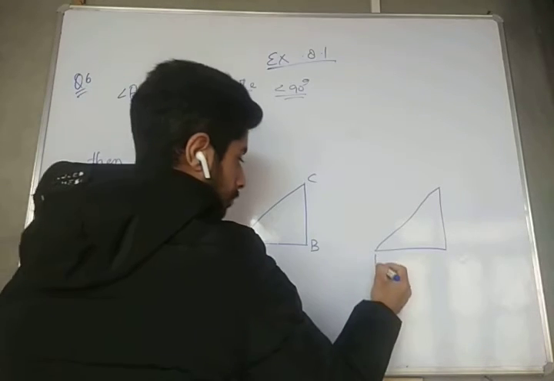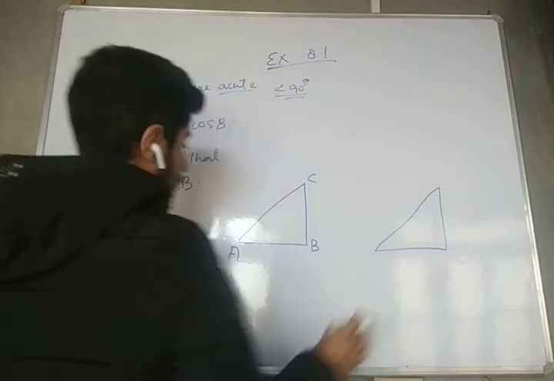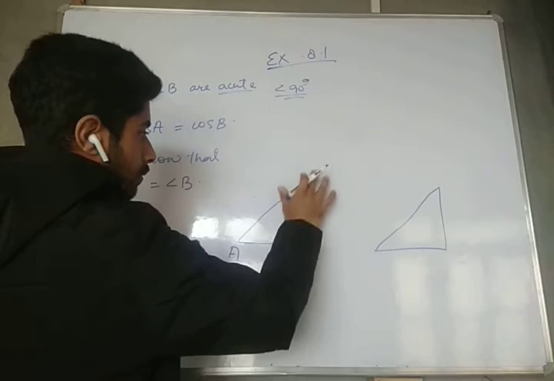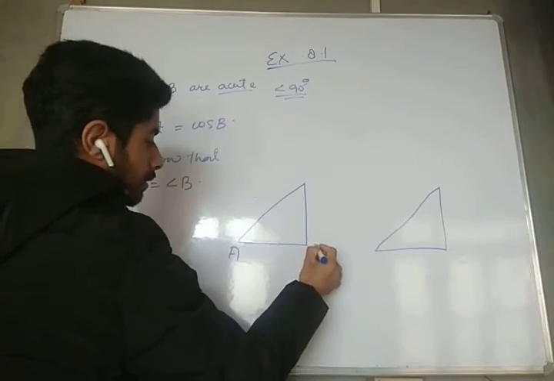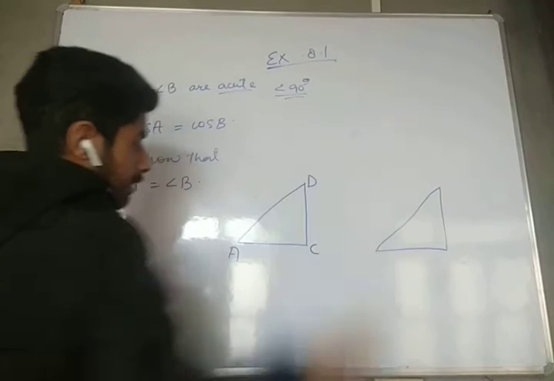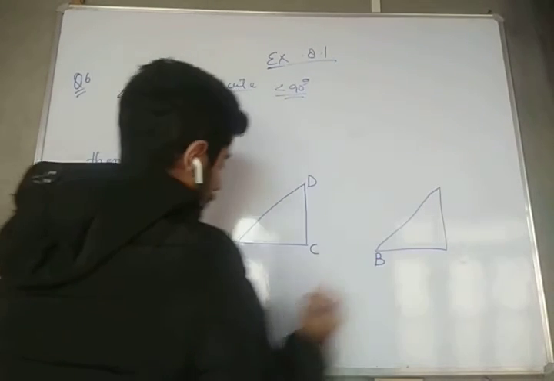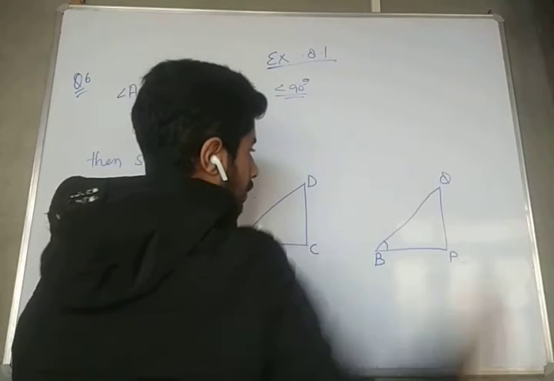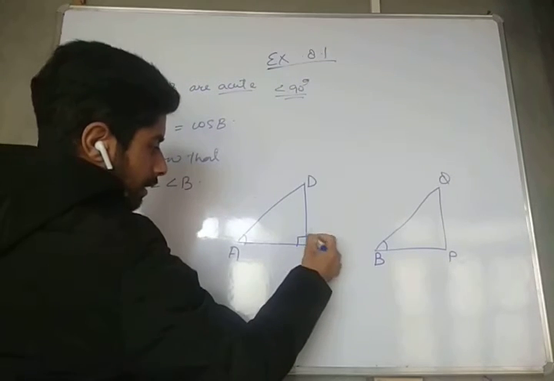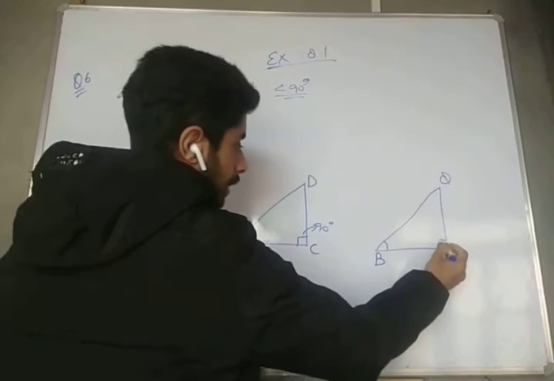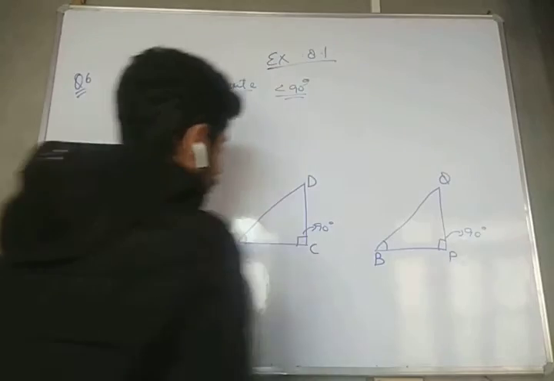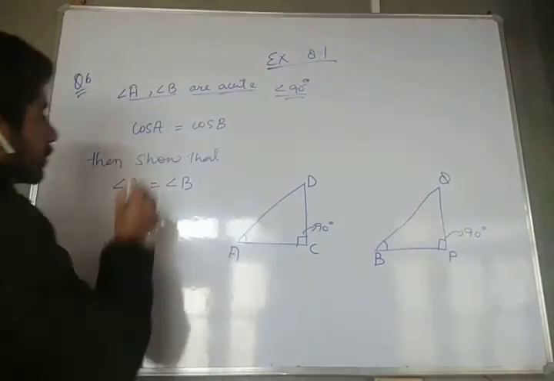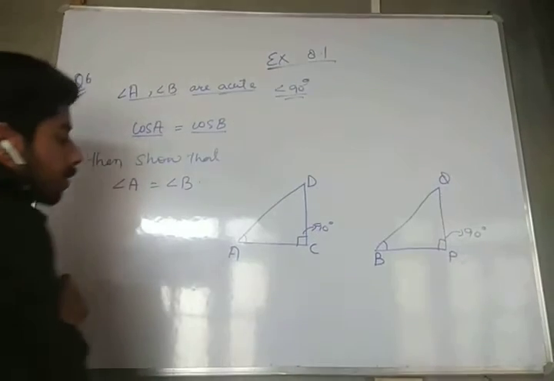This is P. No, actually we have to prove like this. This is A, this take C, and let's take this D, and let's take this B, because we have to prove this angle equal to this angle, and this as P and this as Q. This is right angled here, 90 here, and this is right angled here. See, as this is given, angle A, angle B are acute, and cos A is equal to cos B.